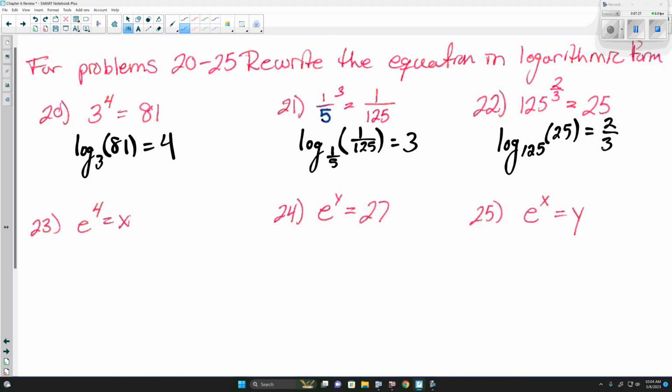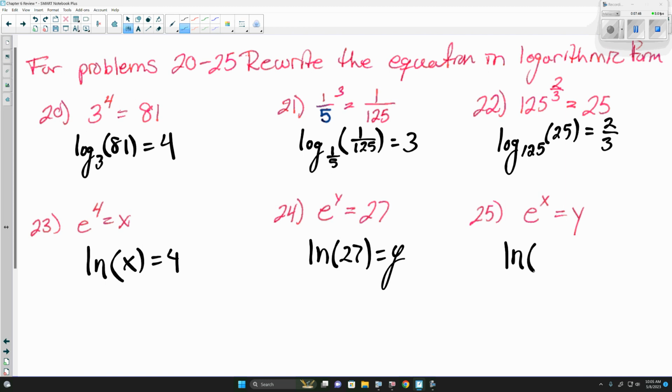Any questions on 20 through 22? 23, how would we rewrite this? ln of x is equal to 4. 24 would be ln of 27 is equal to y. And lastly, ln of y is equal to x. Any questions on 1 through 25? And again, the properties for these here work the same as the last ones. We're just going from one to the other, exponential to logarithm, or logarithm to exponential. We good with these here?